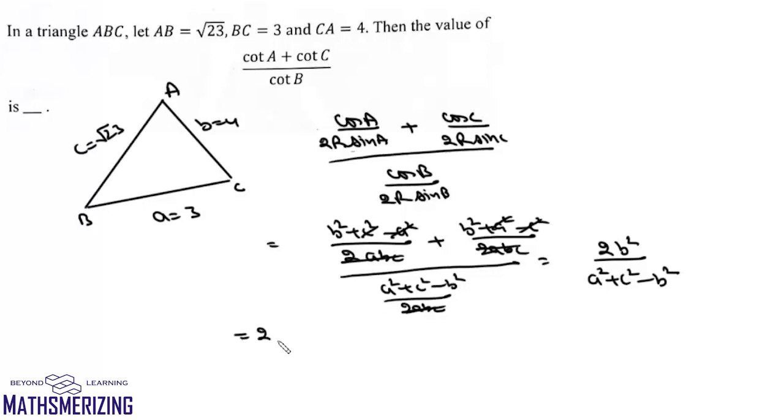Now this is 2. Now what's b square? b square is 16, a square is 9, c square is 23 and minus 16. So it will be 32 and this is 23 plus 9, 32. 32 minus 16 is 16. So this value will be simply 2. So the answer to this question is 2.